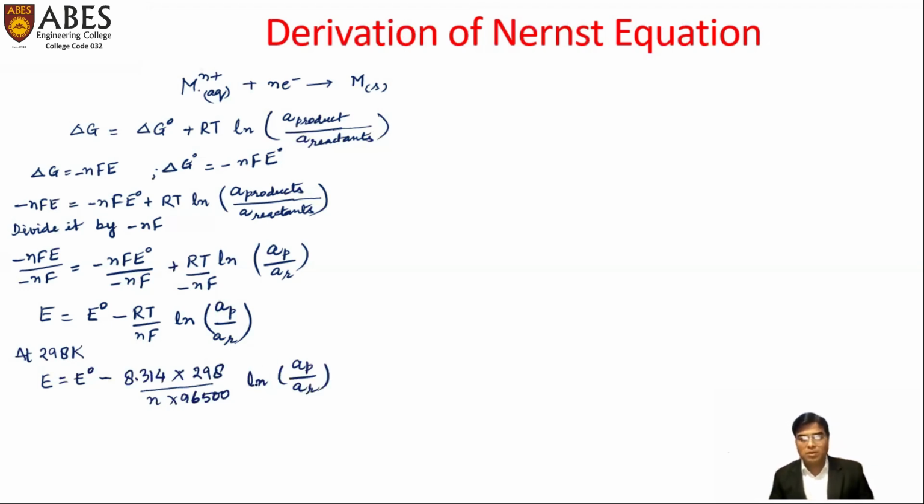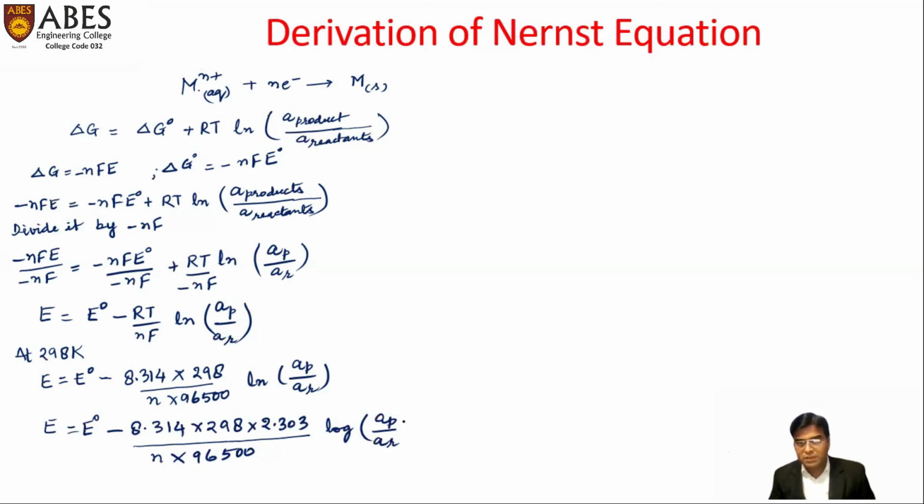We can convert it to the log of base 10. In that case, it will be E equal to E naught minus 8.314 multiplied by 298 multiplied by 2.303 divided by N multiplied by 96500 log activity of products upon activity of reactants. So after calculating these constants, the value becomes E equal to E naught minus 0.0591 upon N log activity of products upon activity of reactants.